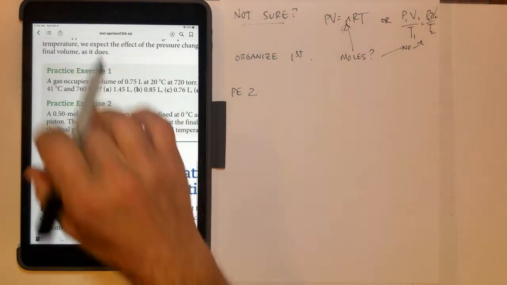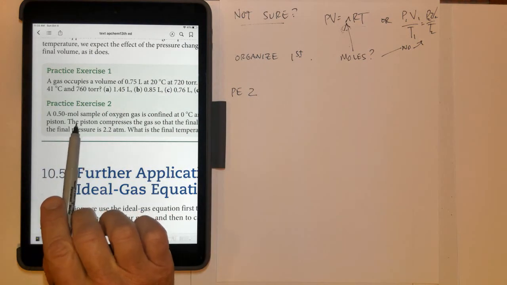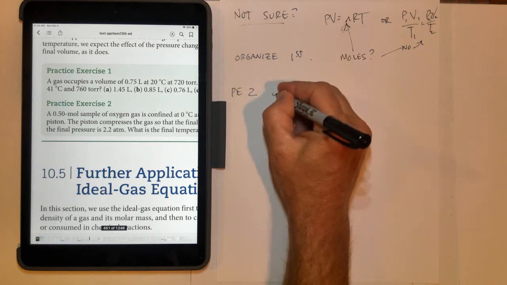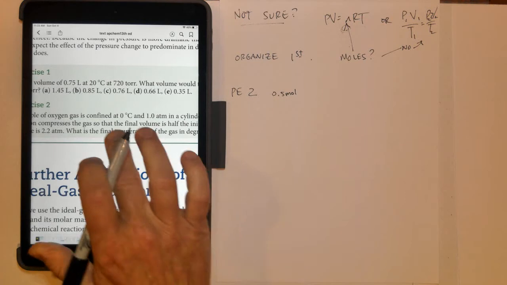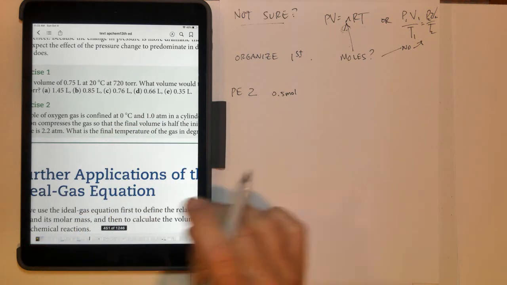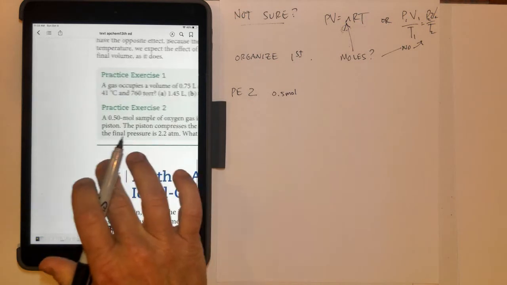So let's read through practice exercise number 2 and see if we can organize the data. 0.5 mole sample. Ooh, moles. Maybe it's this one. Let's just write that down right here, 0.5 moles. We'll keep that on the side. Of oxygen gas is confined at 0 degrees Celsius and 1 atmosphere in a cylinder with a movable piston.